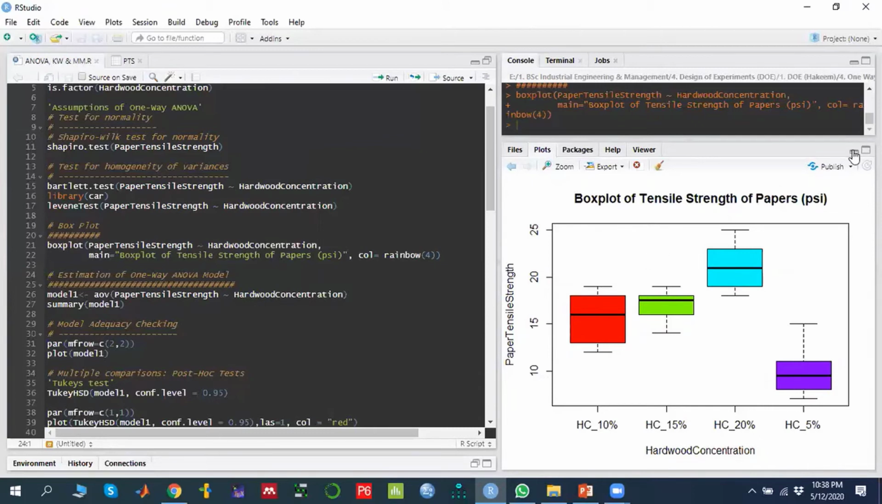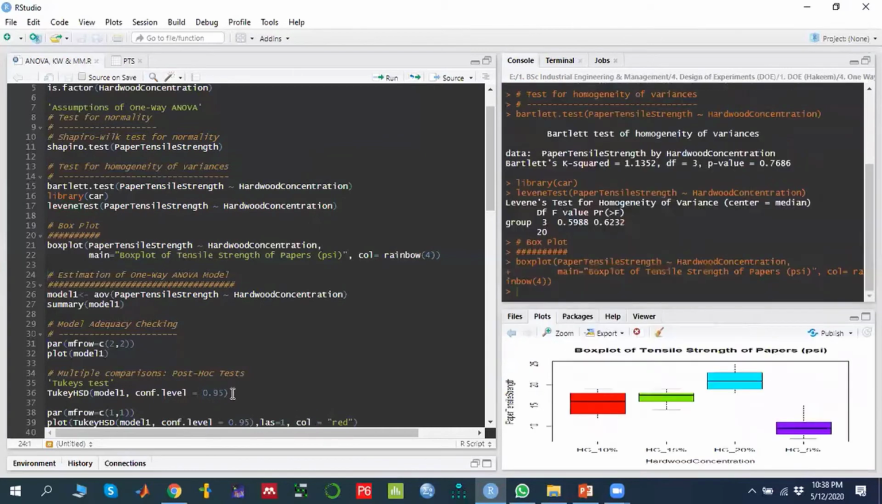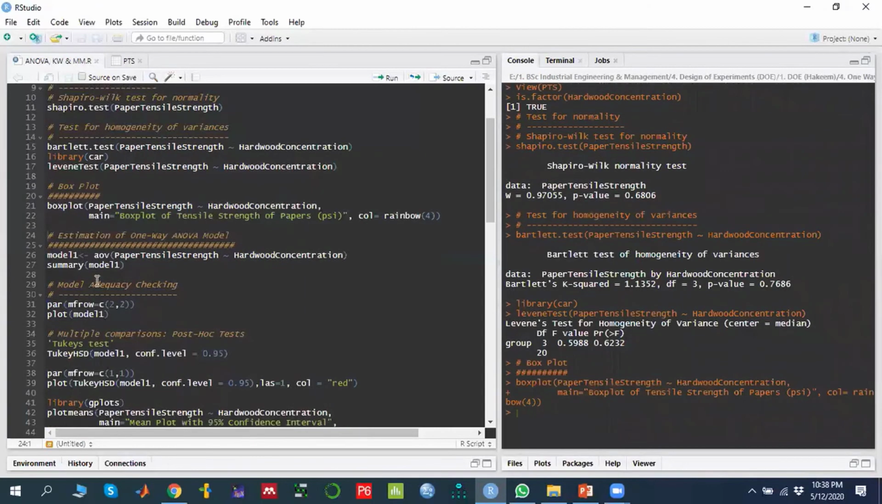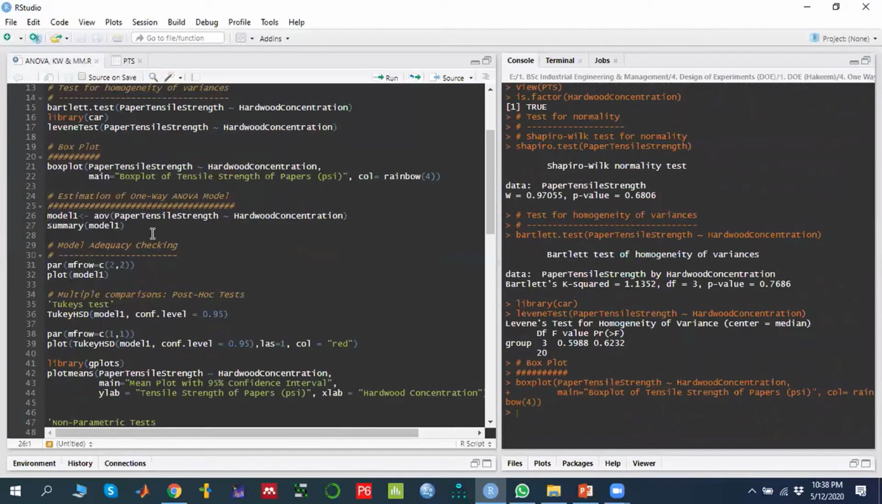Now we want to test this one. If I want to test this one, I can apply one-way ANOVA. In order to do that, the function is aov. That is analysis of variance.